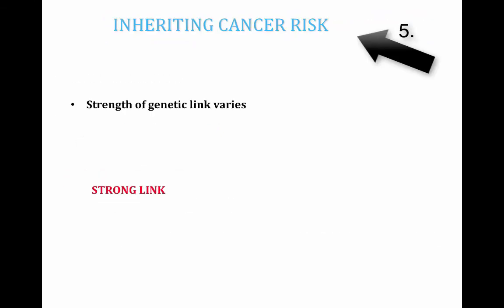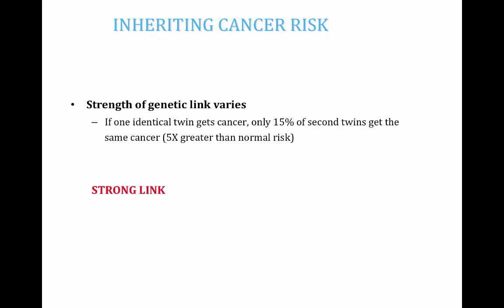Let's talk a bit about inheriting cancer risk. The strength of the genetic link varies. We looked at identical twins. If one identical twin gets cancer, only 15% of second twins have been shown to get the same cancer. While this doesn't sound like much, it's still 5 times greater than the normal risk for inheriting cancer.